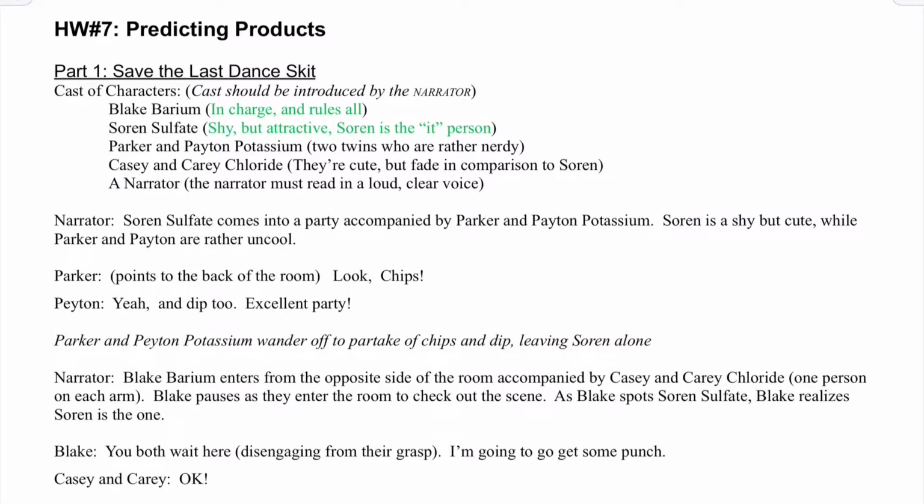For homework number 7, you will be looking at how to predict products for chemical reactions. Up until this point, I've given you the products to the chemical reactions, but now you're going to learn how to predict what the products are.